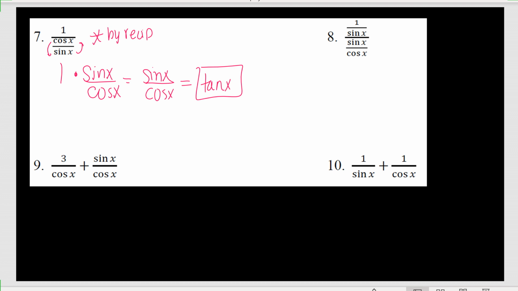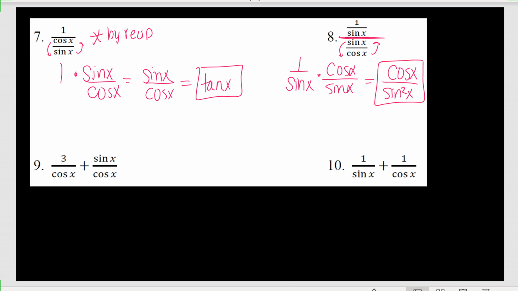All right, number 8, we have 1 over sine of x divided by sine of x divided by cosine of x. Okay, so again, multiply by a reciprocal. We've got that big, huge, giant fraction bar. So I'm going to keep that numerator as 1 over sine of x and multiply by the reciprocal of the denominator, which would be cosine of x over sine of x. Again, multiply straight across. 1 multiplied by cosine is cosine of x, and sine of x multiplied by itself would give us a sine squared of x. So we have cosine of x divided by sine squared. Okay, that answer is perfectly fine.